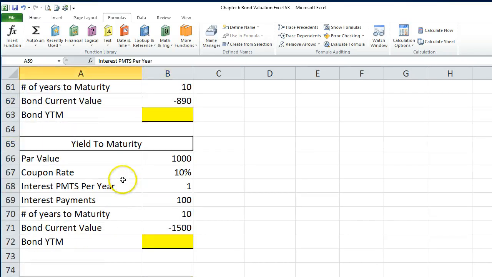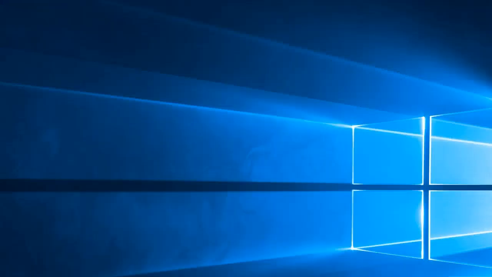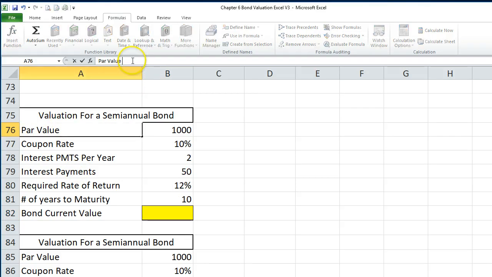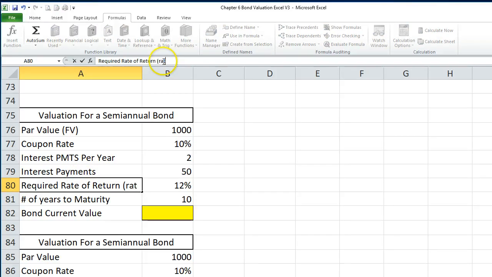So let's look at a new type of problem. Here's one, valuation for a semi-annual bond, and here we're looking for the current bond price. To calculate this, let's first put our variables in so we know what we're dealing with. Our par value is our future value. This is our coupon rate, but what we're using for rate is our required rate of return. So this is actually the rate for the problem.